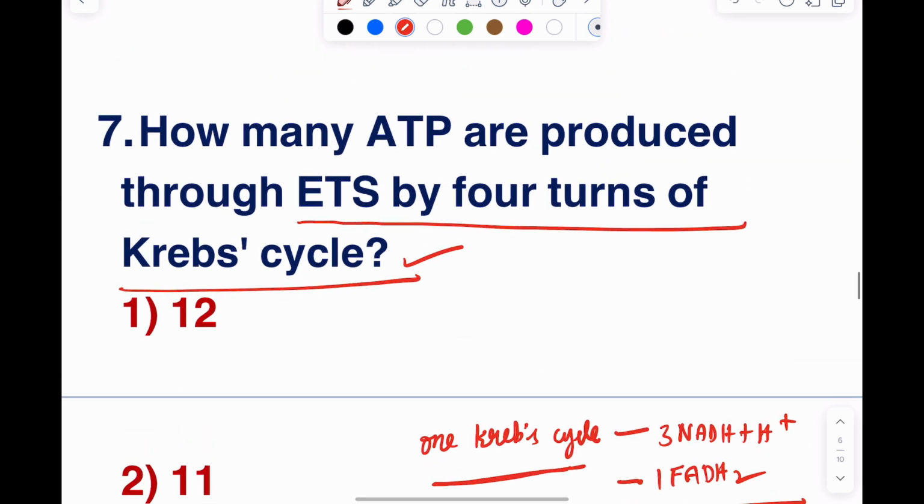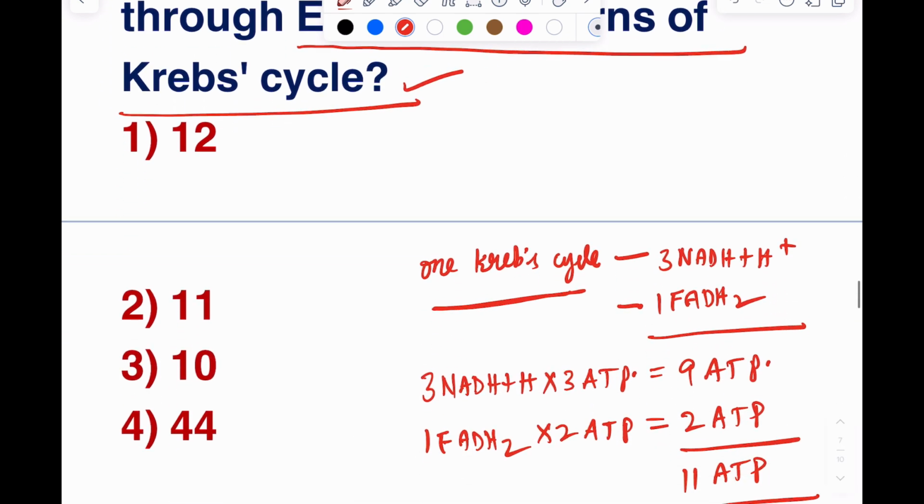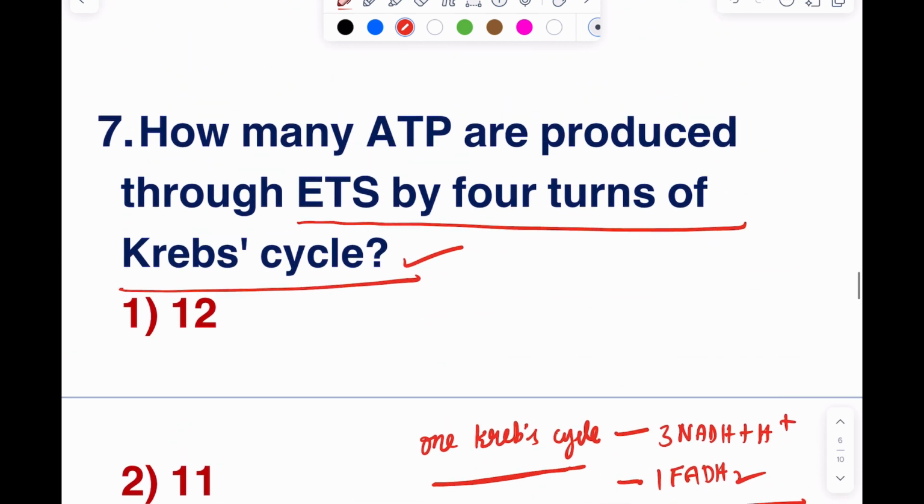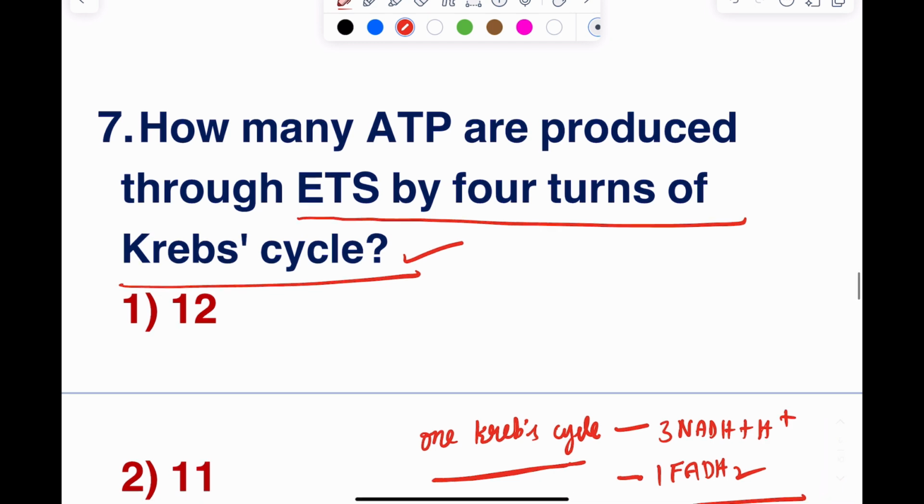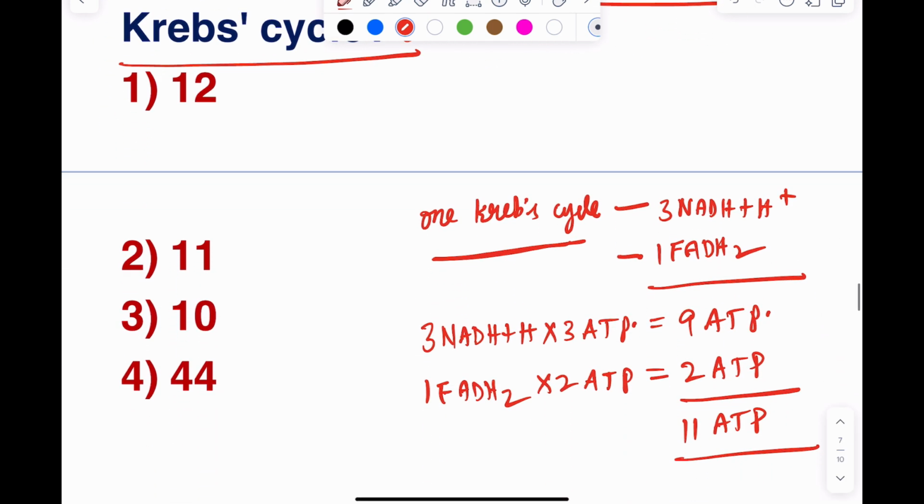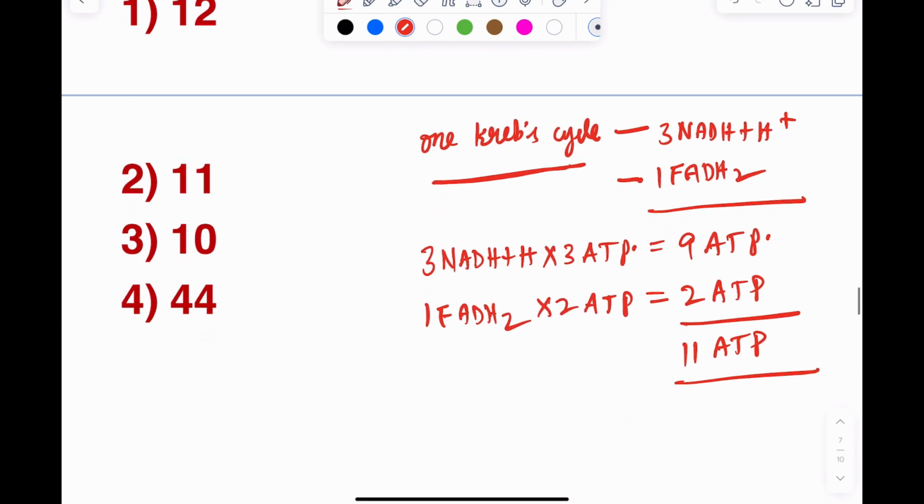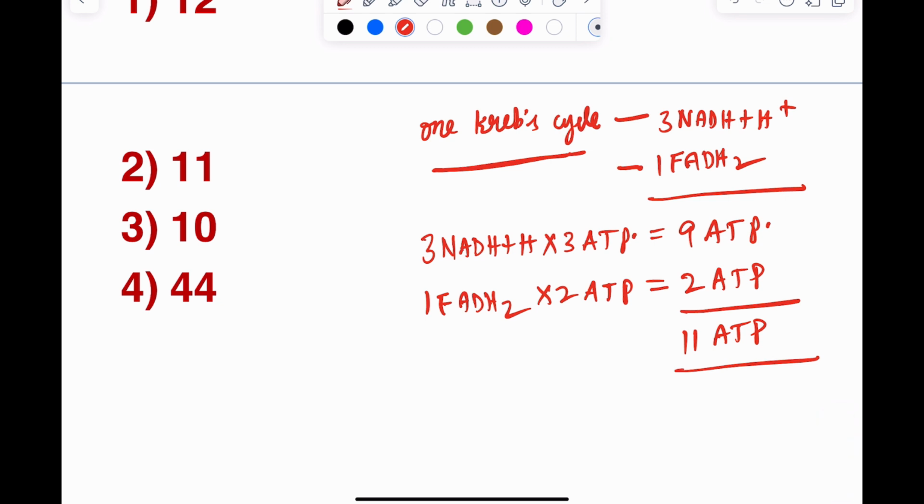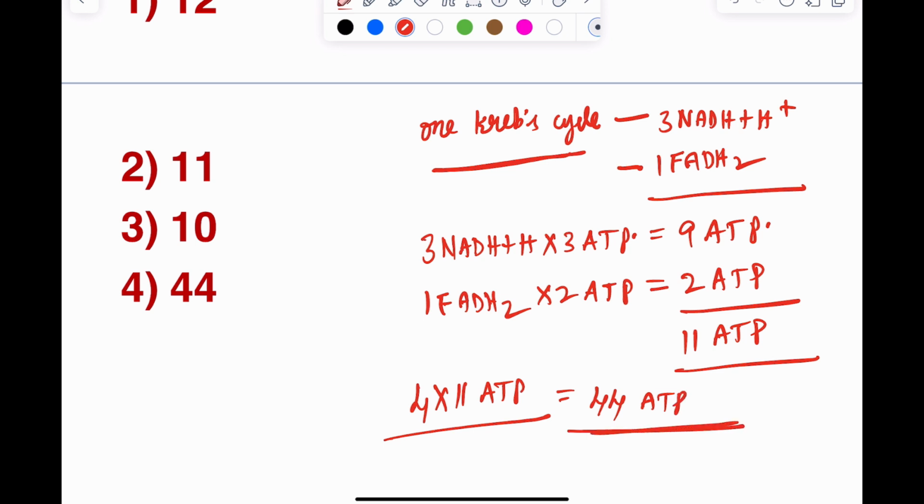So what about here? How many ATPs are produced through ETS by 4 turns of Krebs cycle? See here, 4 into 11 ATPs. One Krebs cycle, 11 ATPs. 4 turns, total 44 ATPs. Answer will be 44. Fourth option correct.